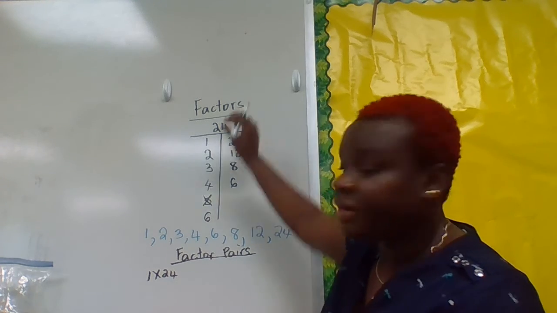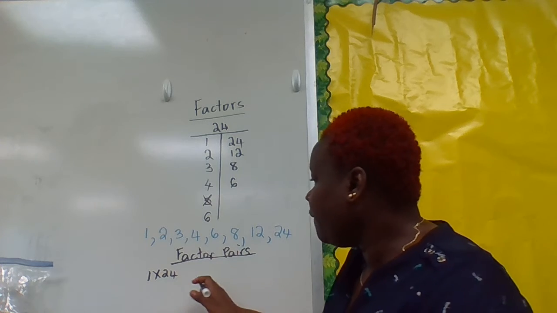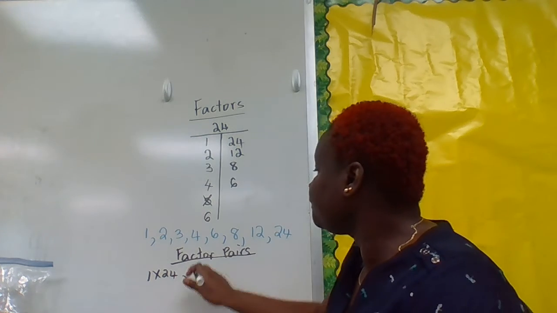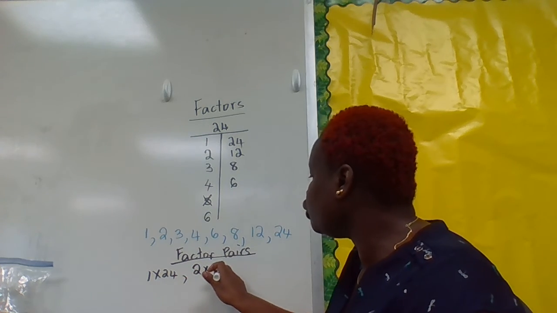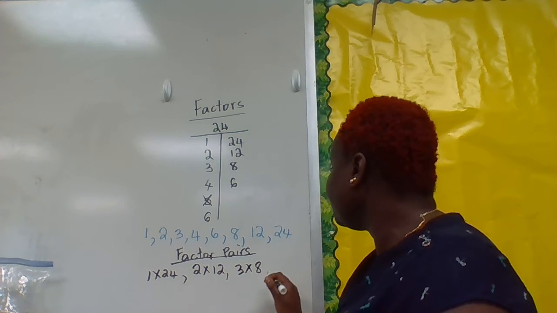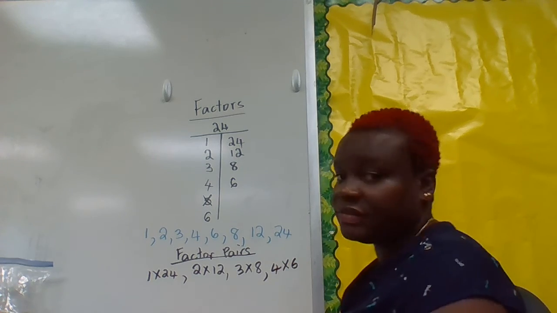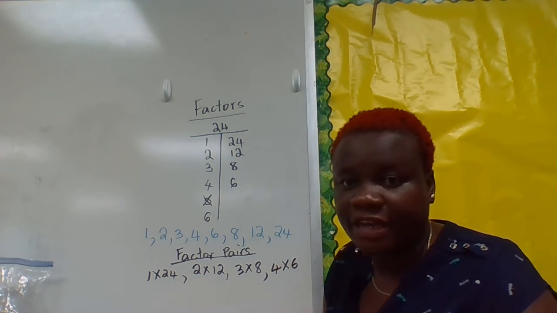All right, so these are my two factors, a factor pair. My next factor pair is going to be 2 times 12. My next one is 3 times 8. And my next one is 4 times 6. And those are my factor pairs.